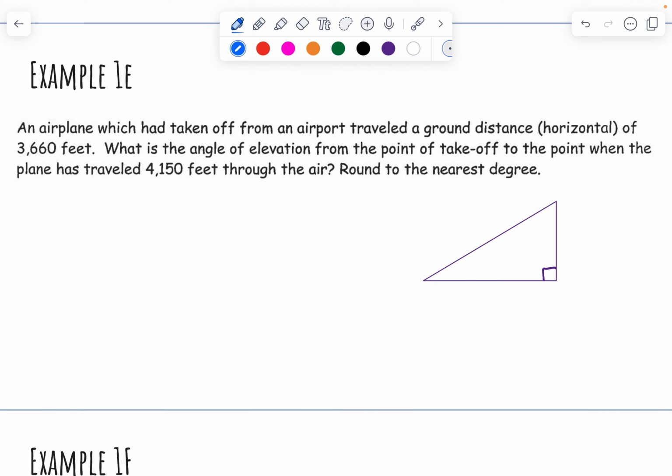An airplane has taken off from an airport and traveled a ground distance of 3,660 feet. What is the angle of elevation? That's what we're looking for here. From the point of takeoff to the point when the plane has traveled 4,150 feet through the air. And it says we're rounding to the nearest degree. So the plane is 4,150 feet high.